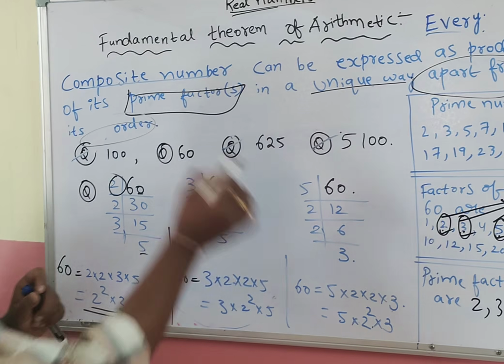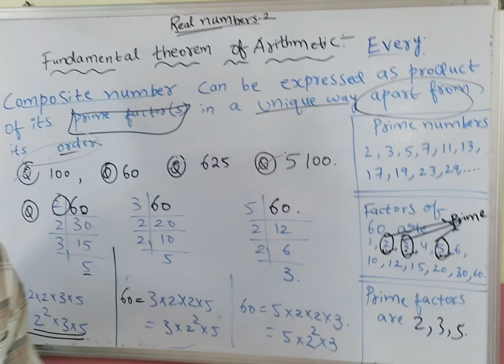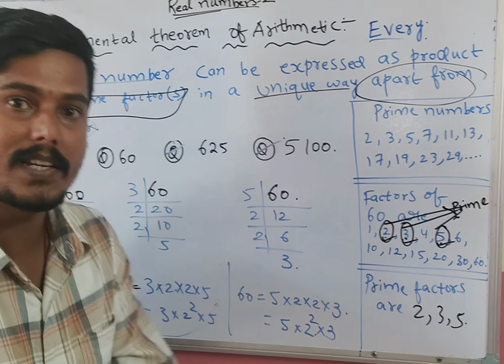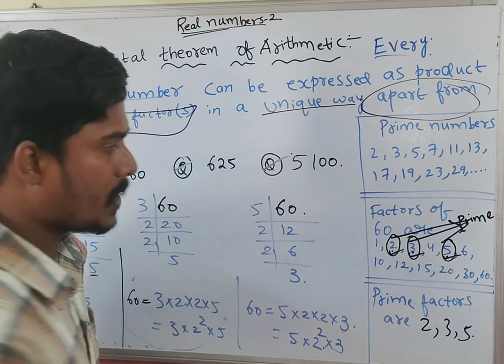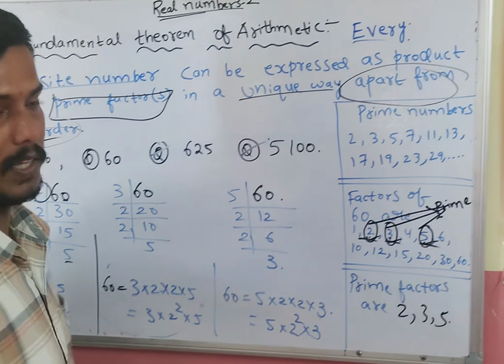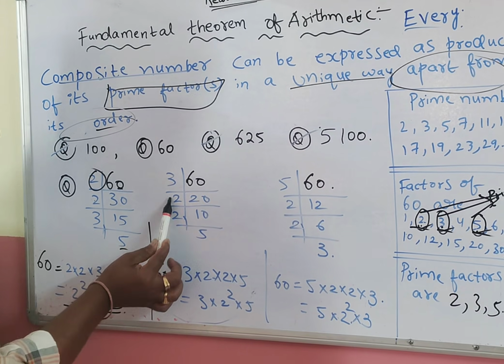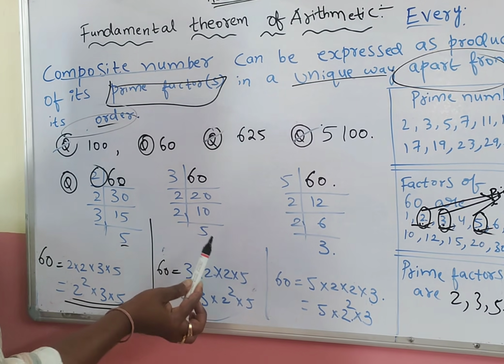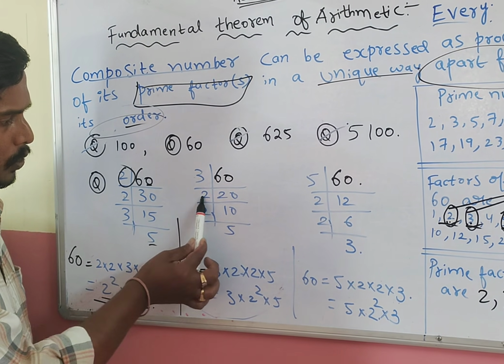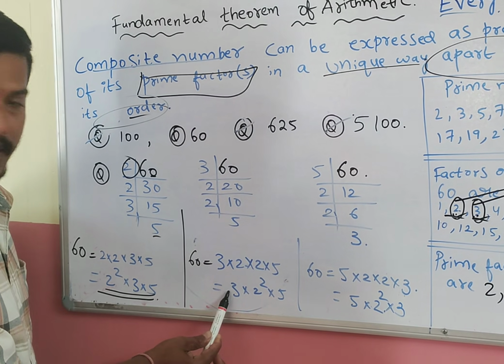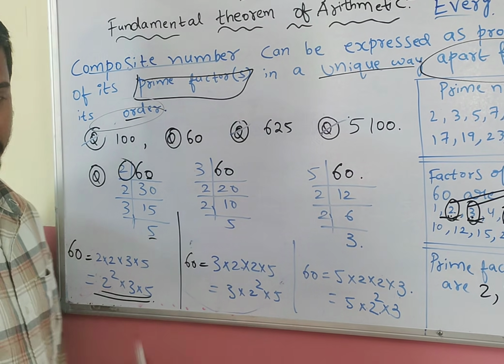Now I told you apart from its order means that you may start with 3, you may start with 2 or you may start with 5, because there are only 3 prime factors. Now I am starting with 3: 3 twenties are 60, 2 tens are 20, 2 fives are 10. So what will I get? 3 into 2 into 2 into 5. So 3 into 2 square into 5.